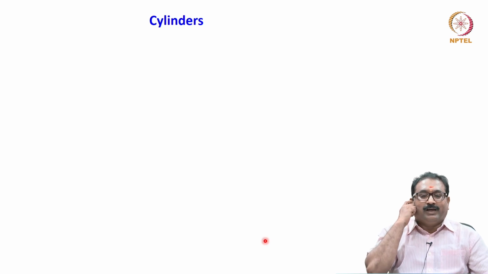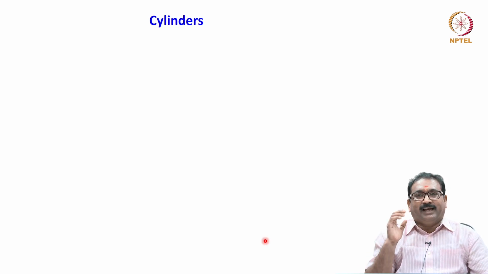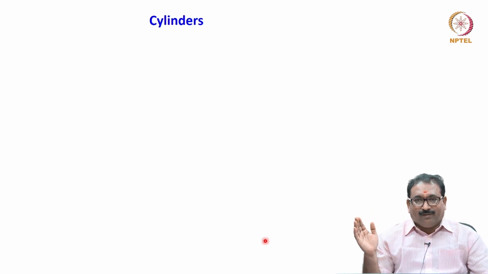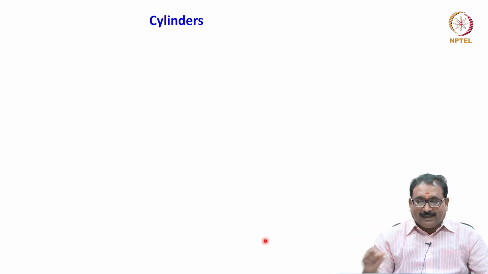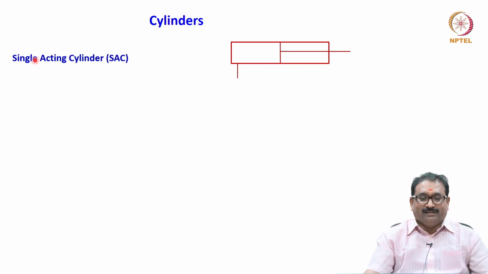Later we will move on to the cylinders. Cylinders are again actuators, they will convert the fluid energy into mechanical energy as a force and linear velocity here. Let us see how to represent the cylinders.